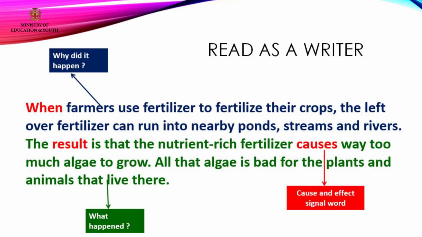And if we can continue, it says the result is that the nutrient-rich fertilizer causes way too much algae to grow. All that algae is bad for the plants and animals that live there. And in this case, there is referring to the farm. Now, students, we noticed that we have one cause here. But we notice that we have what we call a domino effect. So one effect may lead to another effect or several effects taking place. So you may find that a writer may use the cause and effects text structure where they have one cause but several effects coming out. We also see that the paragraph has a number of signal words. What are the signal words that you would have noticed?